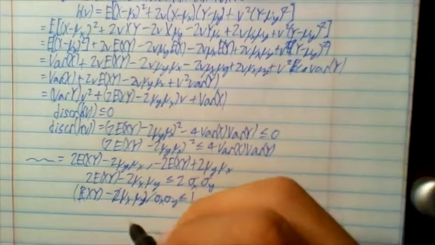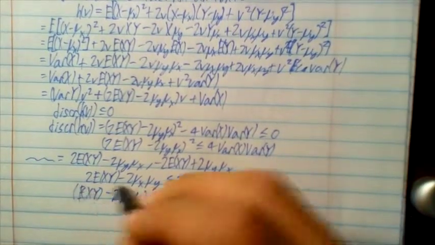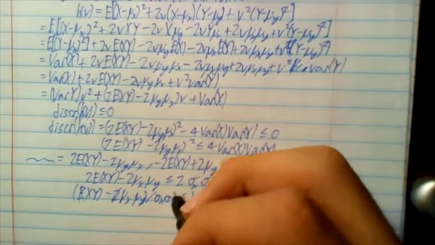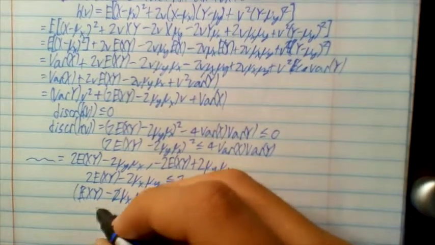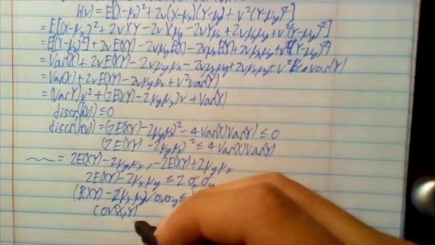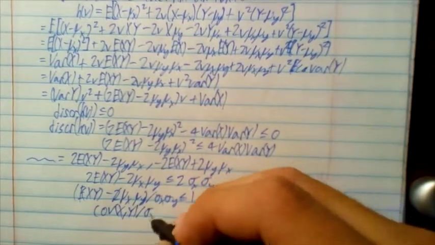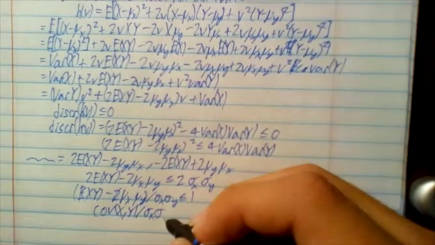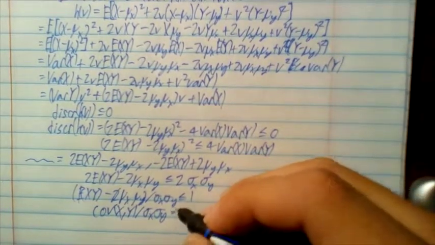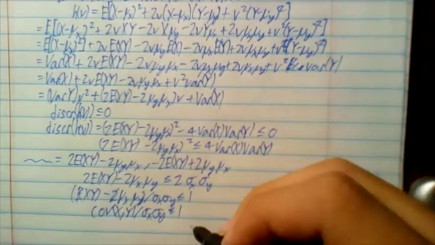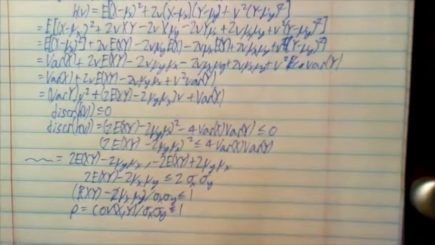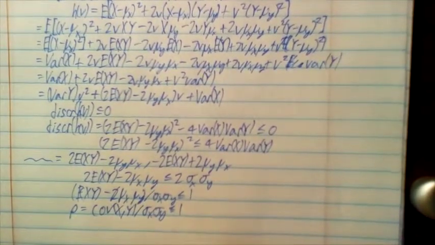Remember that the covariance is just equal to that, the expectation of x times y minus the mean of x times the mean of y. So we can write that the covariance of x and y divided by the standard deviation of x times the standard deviation of y is less than or equal to 1. But remember, the correlation coefficient by definition is equal to this. So we have the correlation coefficient is less than or equal to 1.